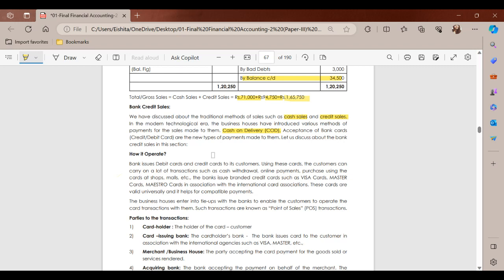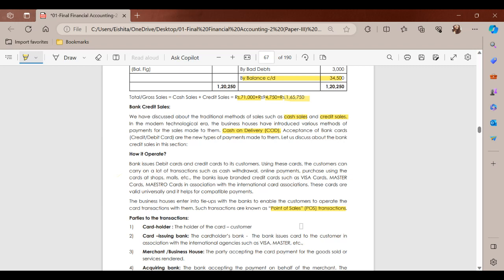Okay. The business houses enter into tie-ups with the banks to enable the customers to operate the card transactions with them. Such transactions are known as point of sales transactions. Okay. What are POS? POS are the point of sales. What are these? The bank issues the card to you and you do the transactions.